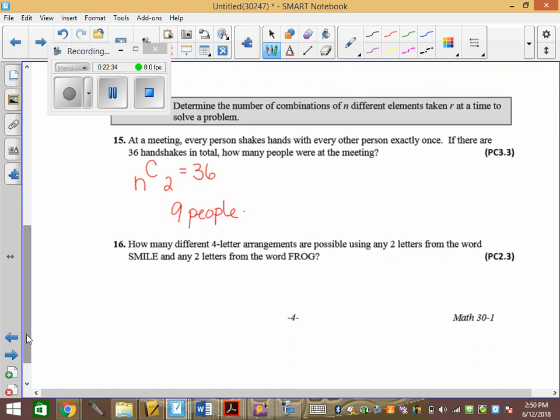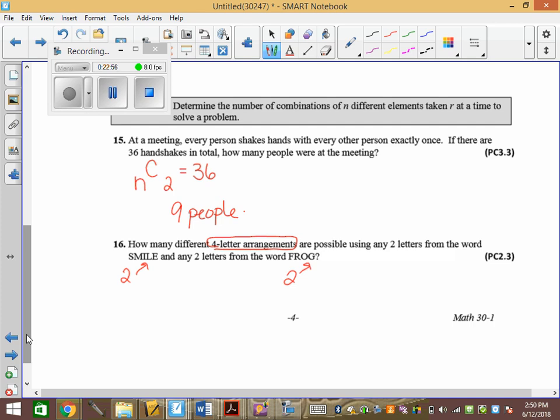This is one of those perm-com mixes. So in how many different 4-letter arrangements? So it says arrangements and it's words. So in the end, we're going to have a permutation no matter what because we're taking letters and arranging them. Are possible using 2 letters from smile. So I need 2 from here. And 2 letters from frog. So I need 2 from there.